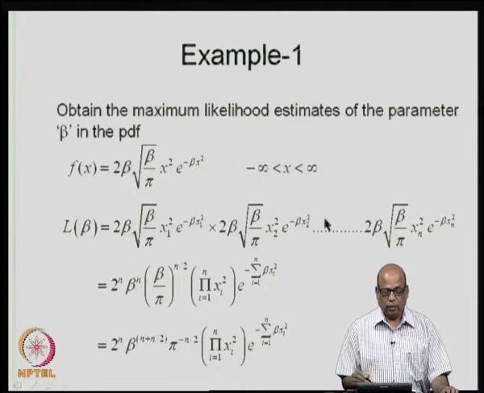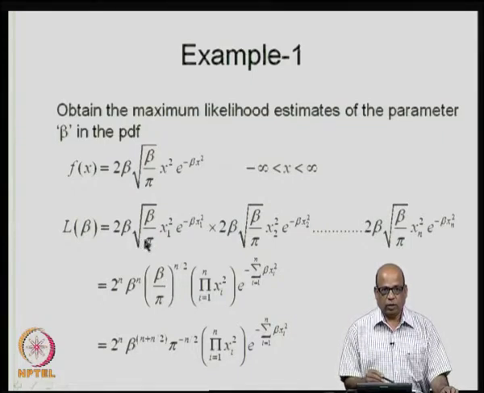So, you have n terms here. So, this will be 2 to the power n, beta to the power n, and beta by pi to the power n by 2, because it is a square root here, and then you have n such terms. So, beta by pi to the power n by 2. Then look at the n values of x i's. So, x 1 square into x 2 square into x 3 square etcetera.